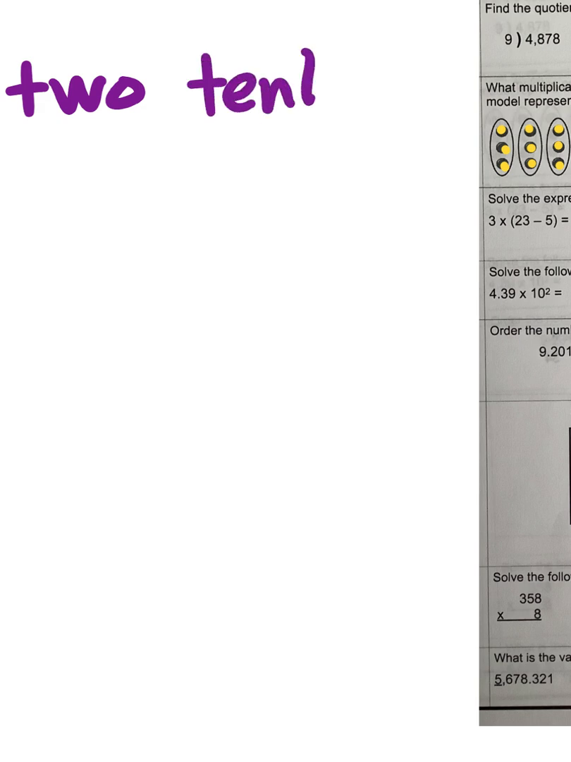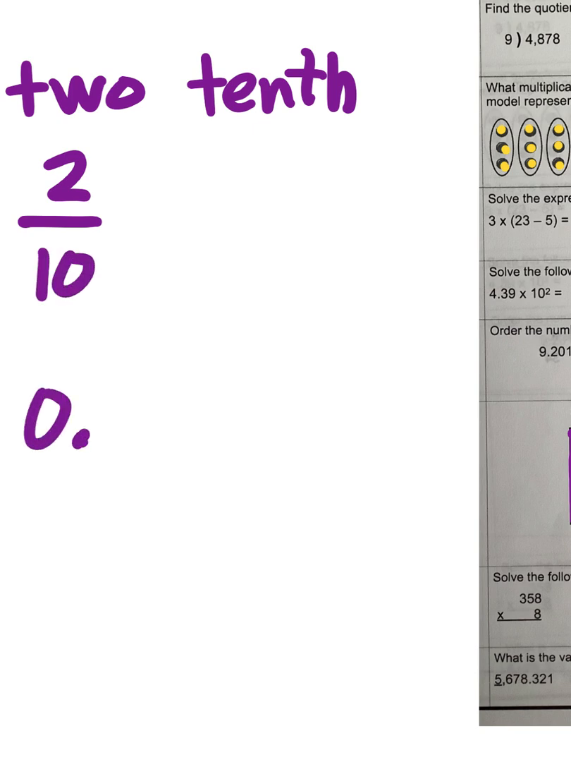All right, so here they want us to show 2 tenths 3 different ways. I'm going to start by shading in this shape. I'm going to shade in 2 of these tenths. So that's one way with my picture. I know that I can write this as a fraction, 2 tenths. I also know that I can write it as a decimal.